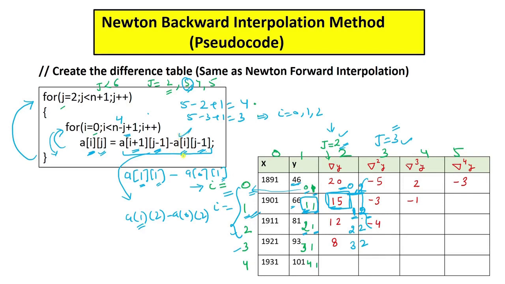So I'm simply writing a of i, but this 2 is 1 lesser than this 3. So simply j minus 1. So I got 15 minus 20, and I'm storing here. This is like 0 position comma 3. So this is aij. This is aij.